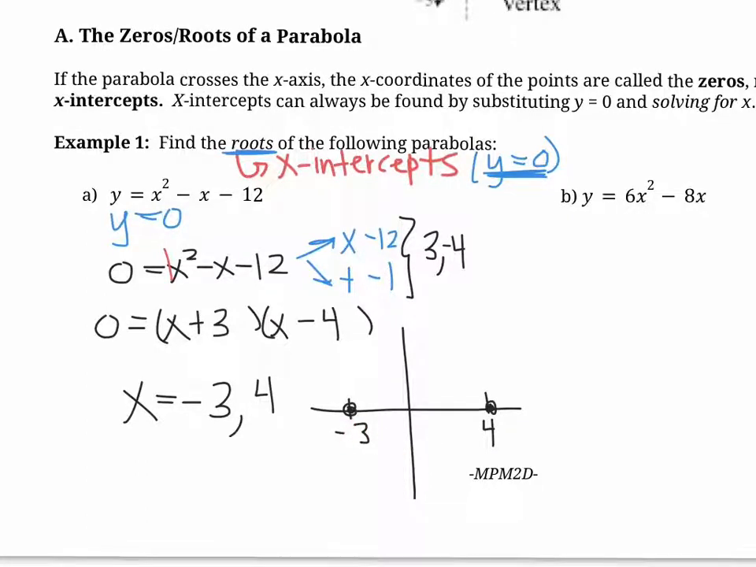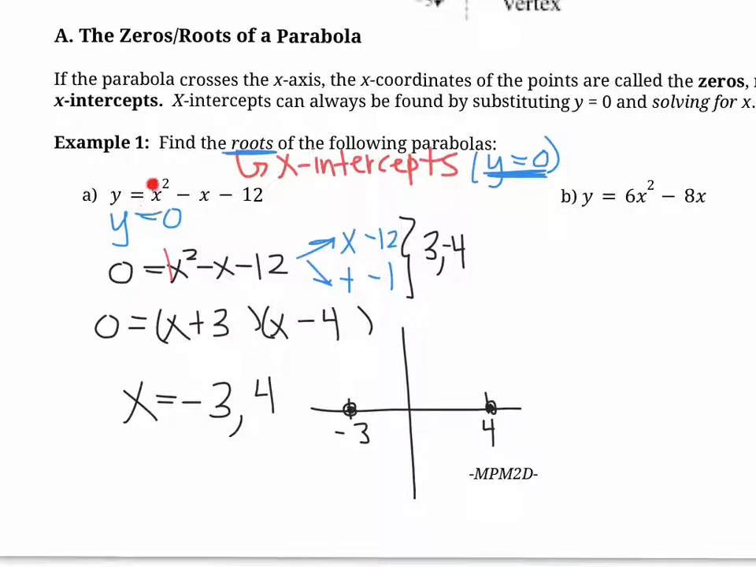The question is, though, should the parabola look like... Oop, I made a lightsaber. Should the parabola look like this, where it opens down, or should the parabola look like this, where it opens up?